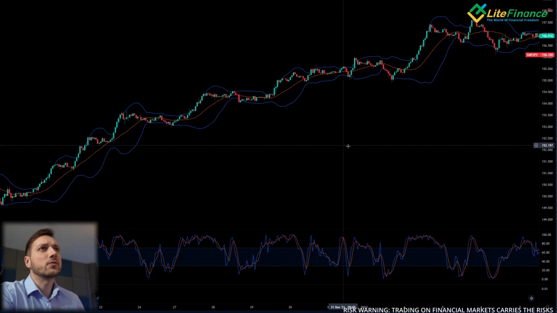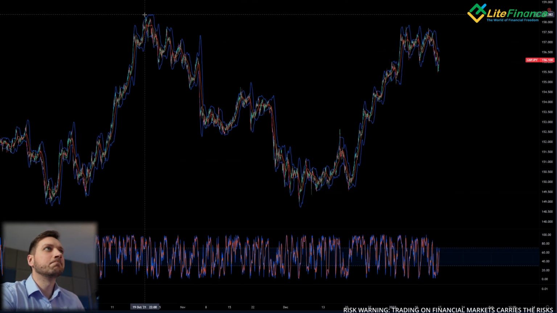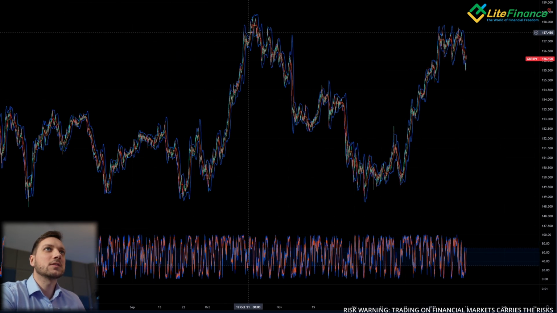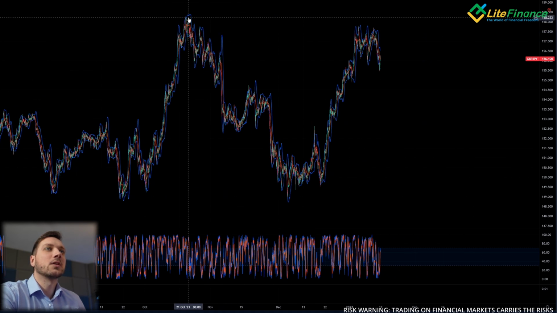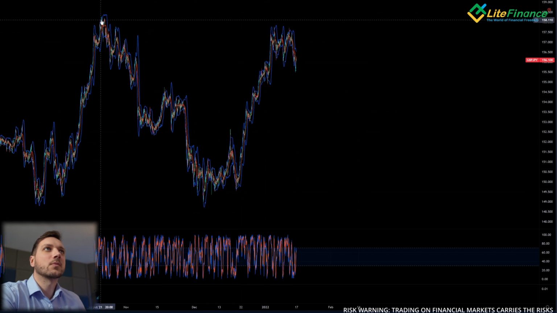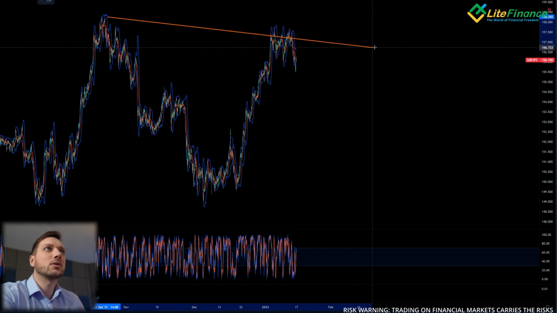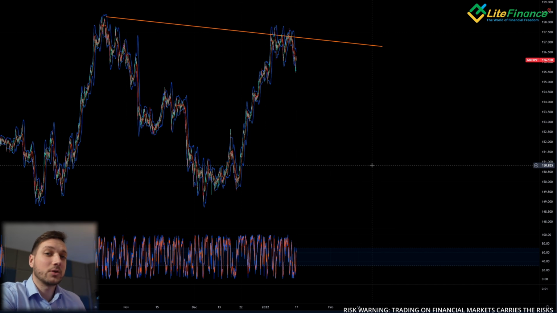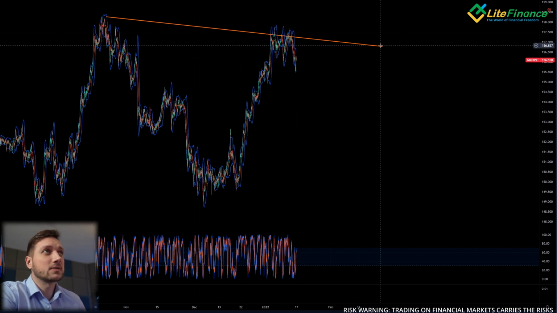But if you, for example, zoom out the chart, you could say we are not necessarily in an uptrend, because when we look from the bigger perspective, this is a lower high than this high. So if we draw a line from here, we could say that more or less we might be in a downtrend, right? So how to identify this?